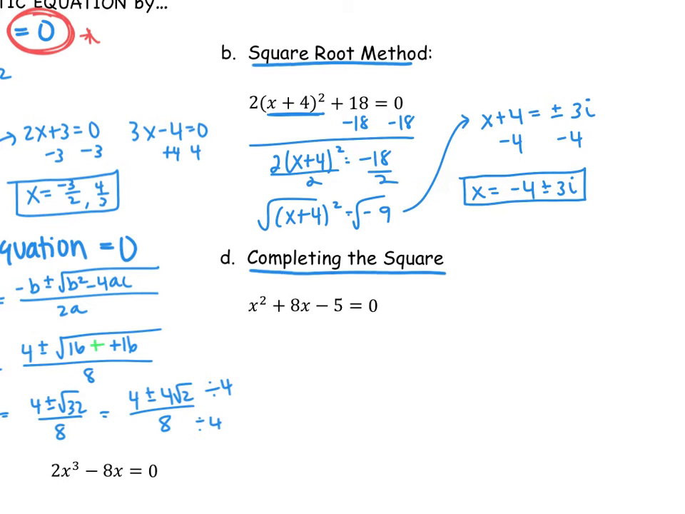Okay, last one is completing the square. The idea with completing the square is we want to get to the point where we can use the square root method. What you're going to do is you are going to leave the x's on one side. Everything else you're going to move over. So this -5 is going to move to the other side. So we get x squared plus 8x. You're going to leave yourself a space to complete the square. On the other side we have a 5, and we're also going to leave ourselves a space.